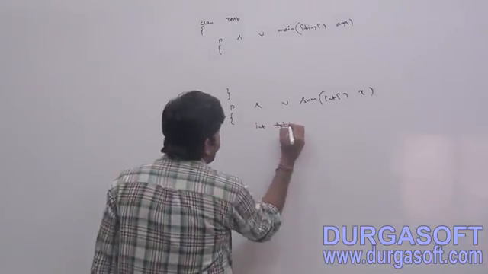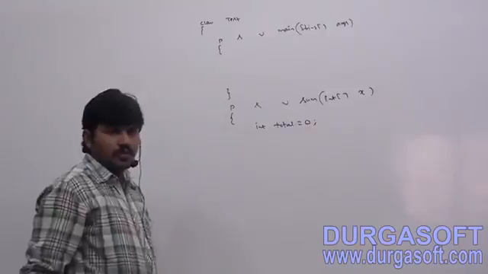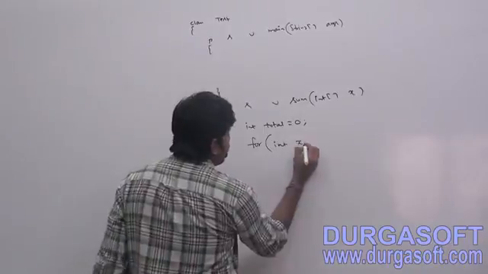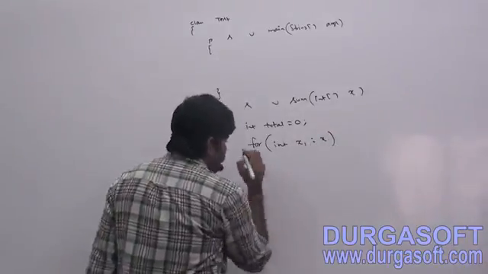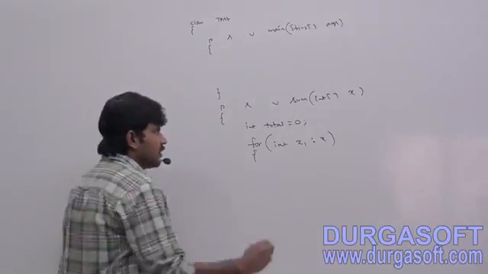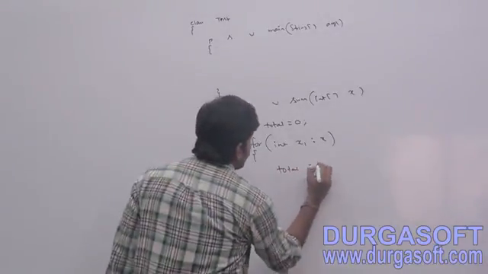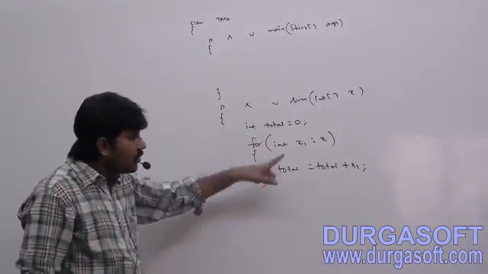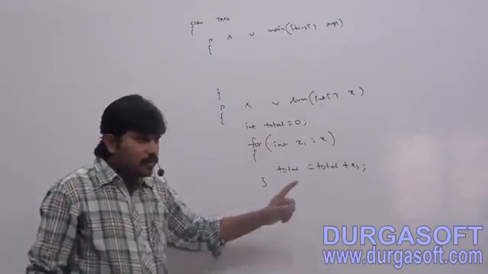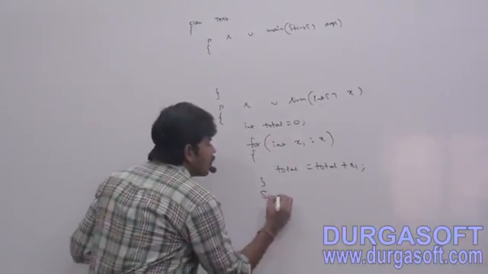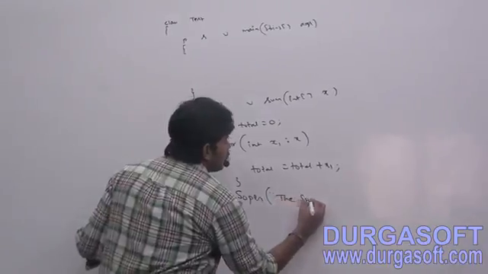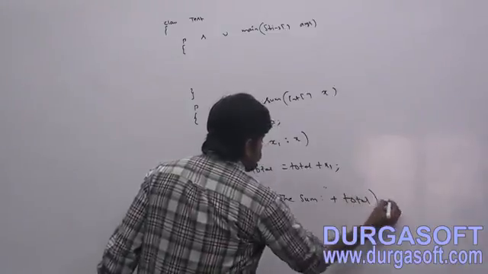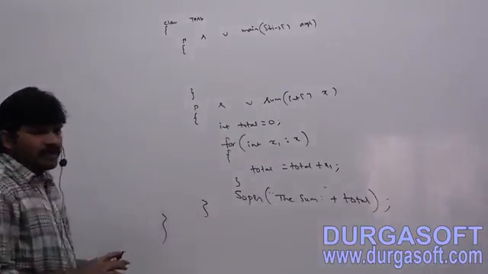Int total is equal to 0. For each int value x1 in x, total is equal to total plus x1. Then System.out.println, the sum is, total. End of this one. Very simple.